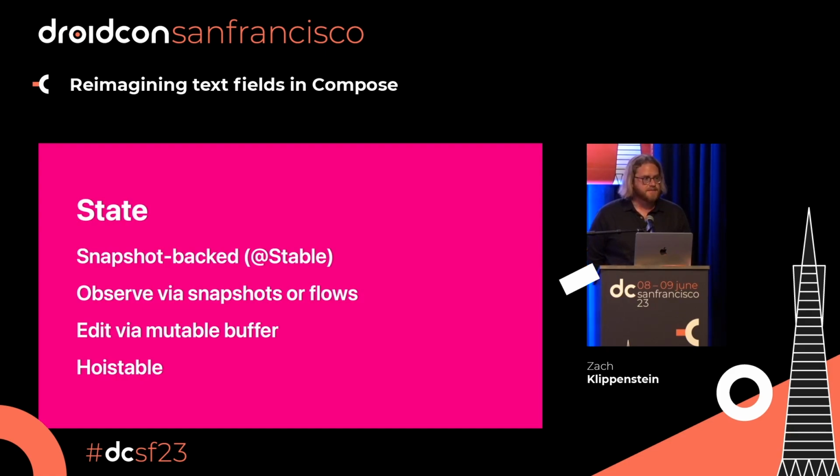So that's state. It's backed by snapshots like everything else in Compose, and so it works like you'd expect if you're just reading the text value from a composable. It's observable via snapshots or flows, whatever makes sense for your code. And you can edit it via mutable buffer, and you can hoist the state as is a common practice with Compose.